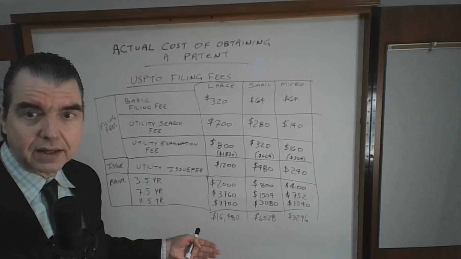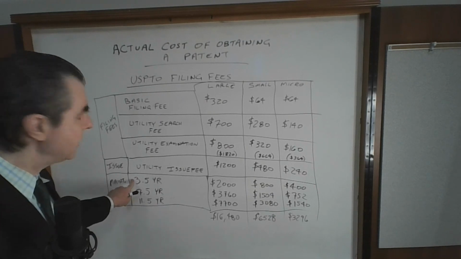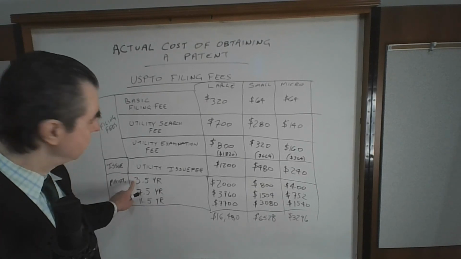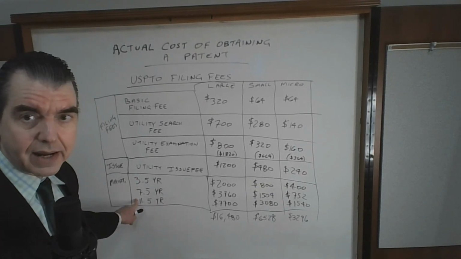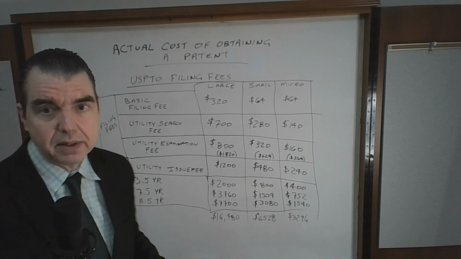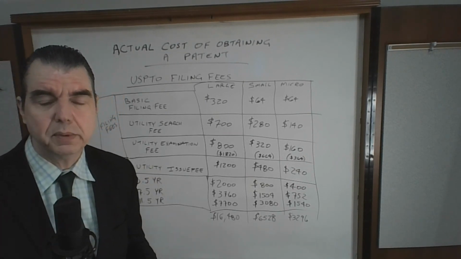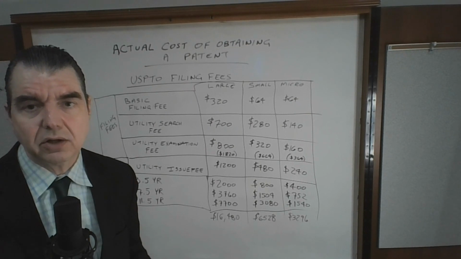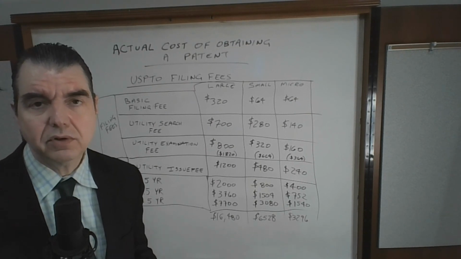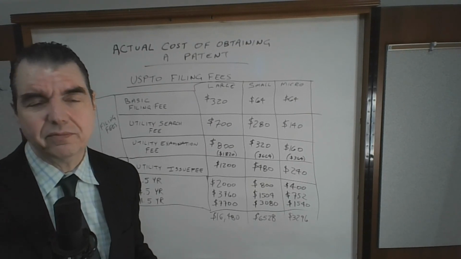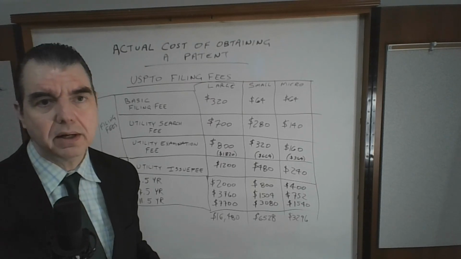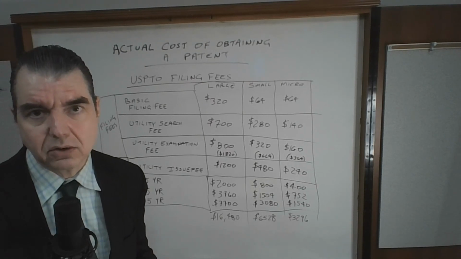and those are based on the grant date of the application, and they're 3.5 years out, 7.5 years out, and 11.5 years out. So it may be that you don't pay all the maintenance fees because if the patent turns out to be not valuable or if you're not gaining sufficient revenue from that patent, you might decide at some future date not to pay the maintenance fee, and in that case you'd let the patent expire.